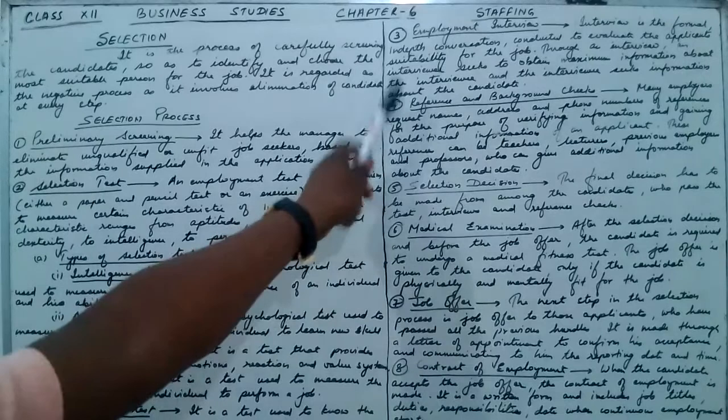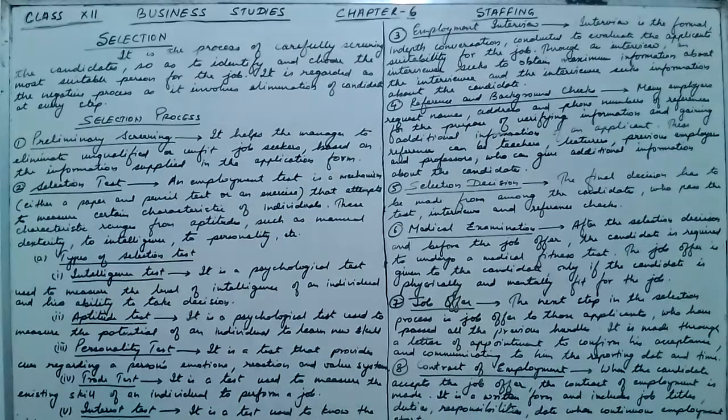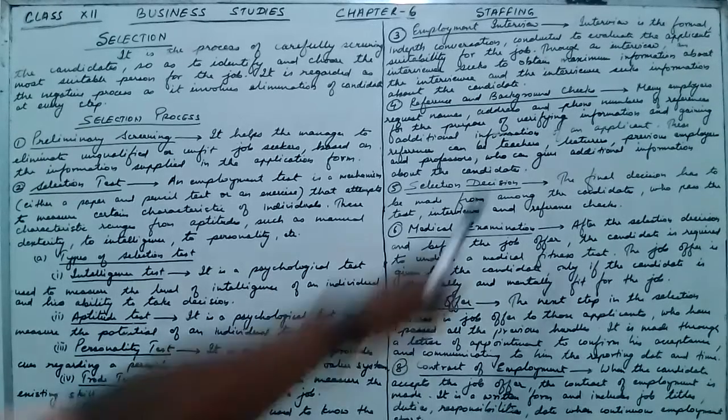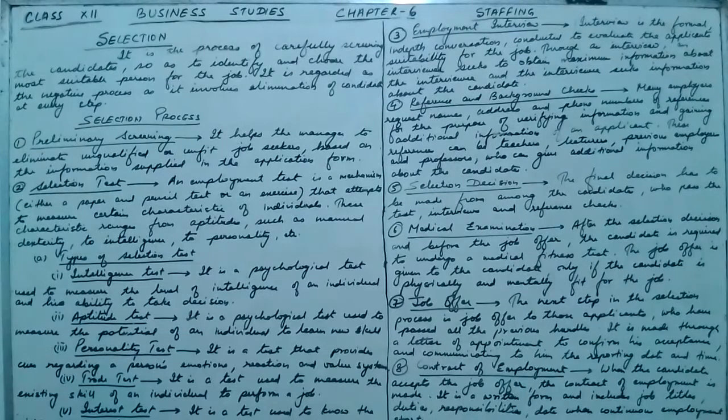Now the fourth is reference and background checks. Many employers request the name, address and phone numbers of the references for the purpose of verifying information and gaining additional information about the applicant. These references can be teachers, lecturers, previous employers, professors, or any other person who can give the right information about yourself.